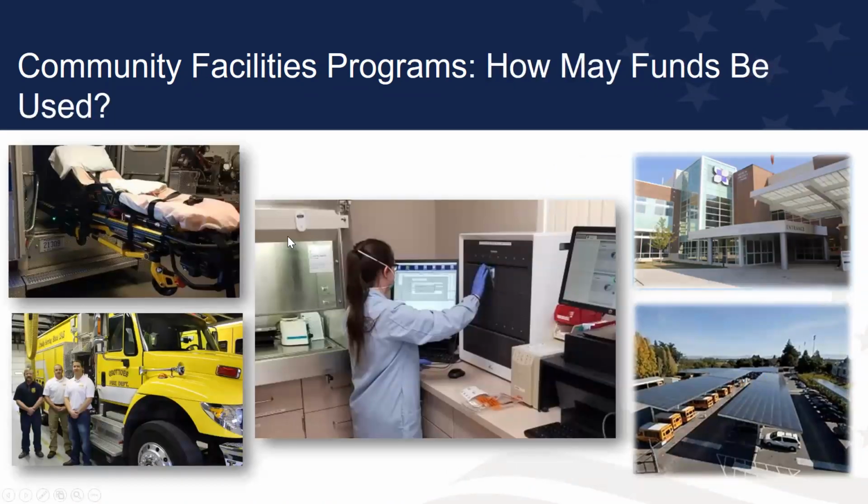What types of facilities are eligible for the community facilities? So like I said, we do building, construction, purchase, renovation. Vehicles and equipment are our primary items that we fund. For healthcare, it's pretty broad. I'll go through a kind of a list.